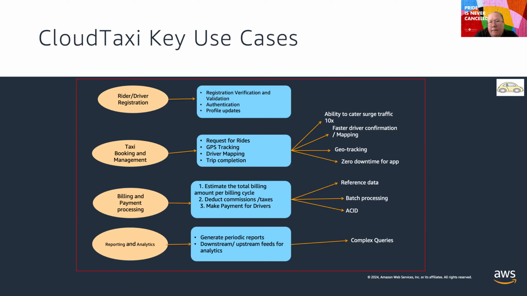There's also billing and payment processing. So how do you estimate the total billing amount per billing cycle? How do you do commissions, taxes? So all kinds of processing side of the financial data. And how do you make the payments to your drivers to keep your drivers also happy that they're making a living? So there's a lot of stuff like reference data, batch processing, acidity.